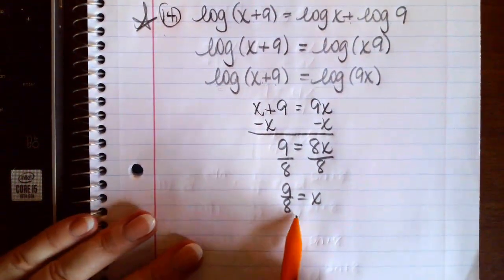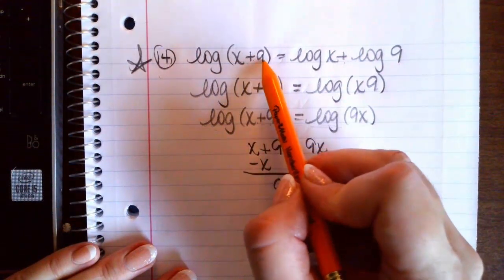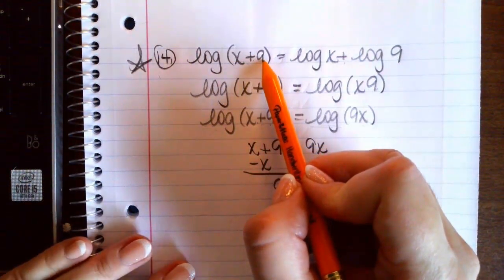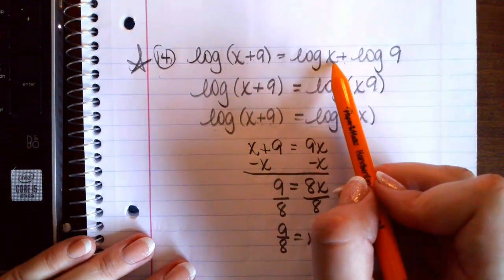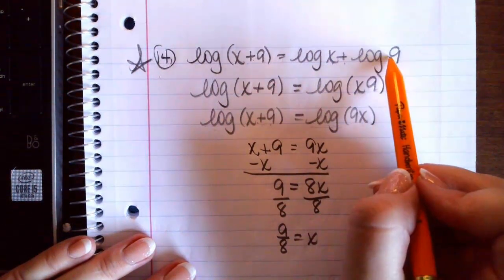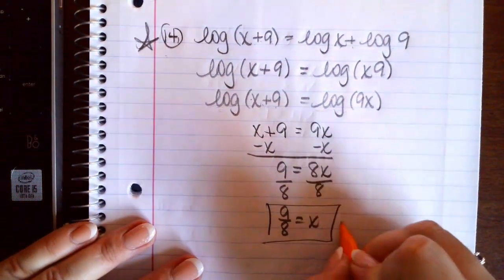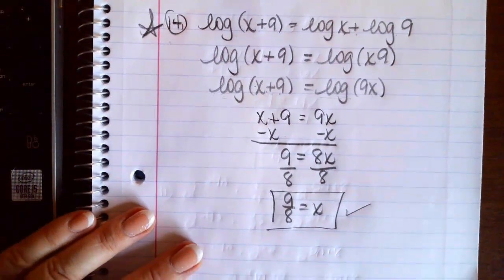And now I need to check my answer. So my answer here is 9/8, plus 9 is positive. So I'm good. Okay, 9/8 is positive, so I'm good. And nothing affects the 9, so I'm good. So my answer is 9/8, and I checked my work.